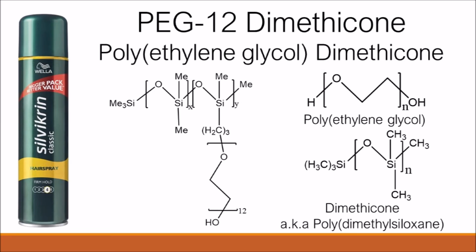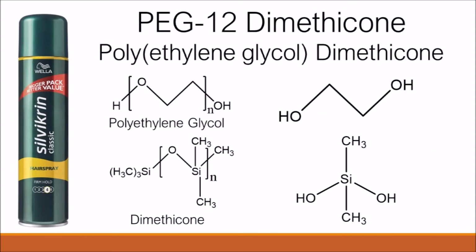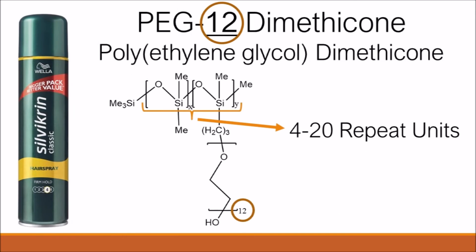The next polymer I investigated is found in hairspray, and it's called PEG12 dimethicone. It is made up of two individual polymers, polyethylene glycol and dimethicone, a silicon-based polymer. Here you can see both the monomers that make up these individual polymers. Now, this polymer has a similar name to the polymer beforehand, once again meaning there are 12 repeat units of ethylene glycol in the polymer chain, and there is on average around 4 to 20 repeat units of dimethicone.